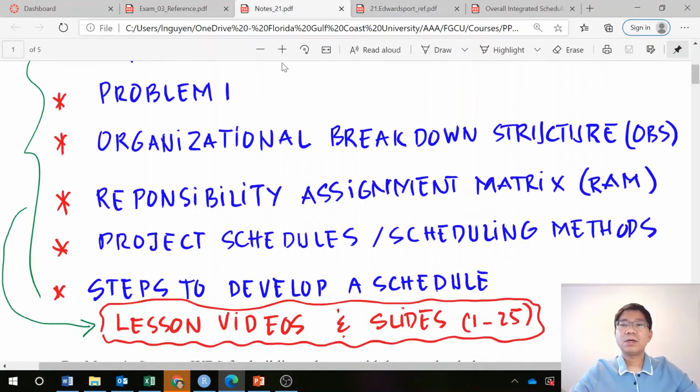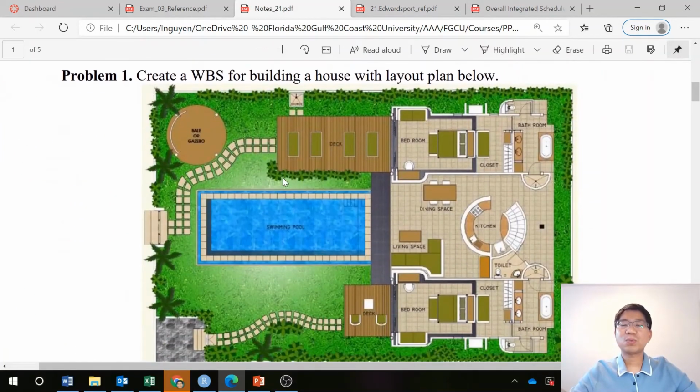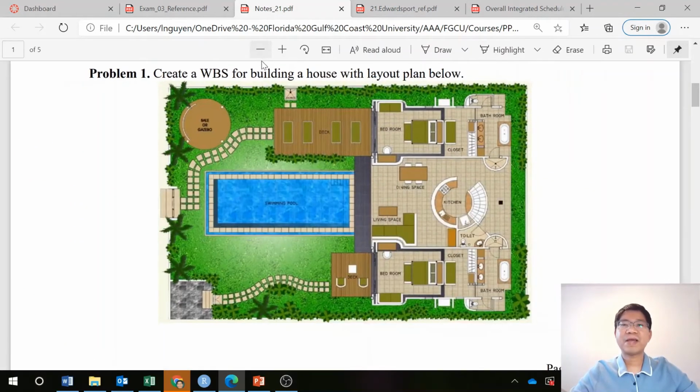And in the worksheet we have project problem 1, which is very simple. Create the work breakdown structure for the building of a house with the layout below. So this is kind of a fancy house, as you can see here. So we try to make it simple here. How can we break that down? You have the main house, you have the deck, a gazebo, and a swimming pool. All of that you can break down into those different areas.